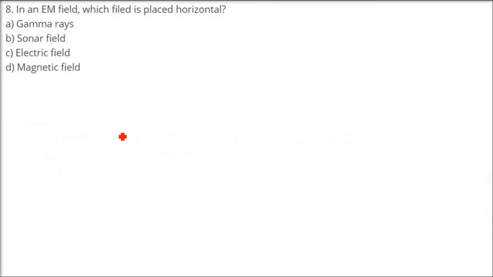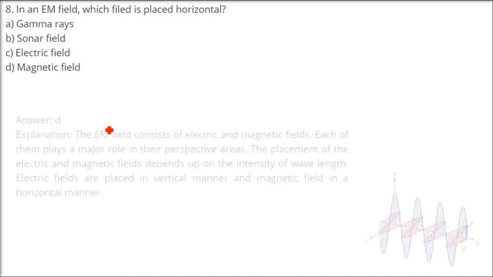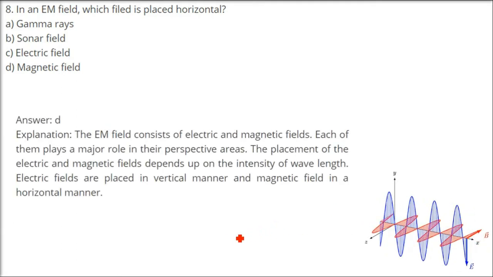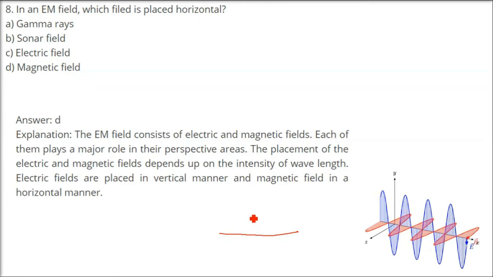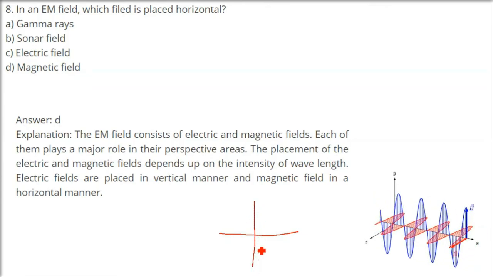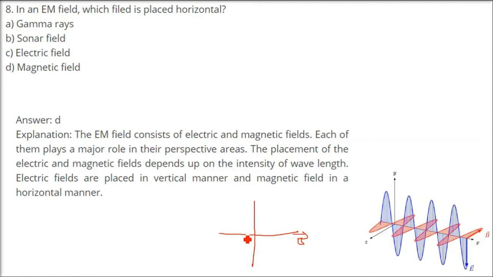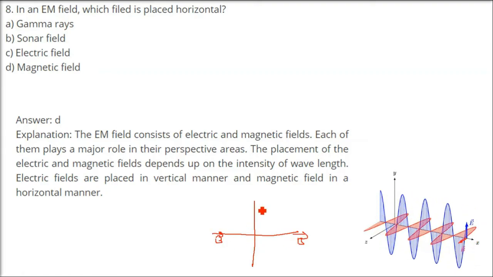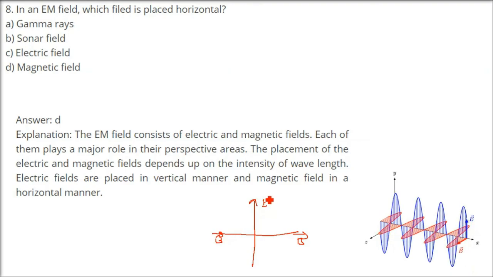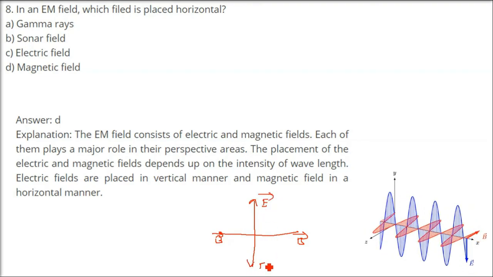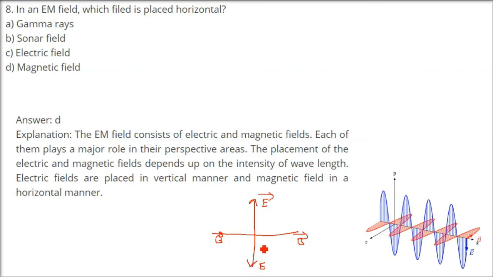In an electromagnetic field, which field is placed horizontal? Sorry about that spelling mistake. So electric field and magnetic field, they are perpendicular to each other. Horizontal we have the magnetic field, this, and vertical we have E, the electric field. Electric field and magnetic field, they are orthogonal.